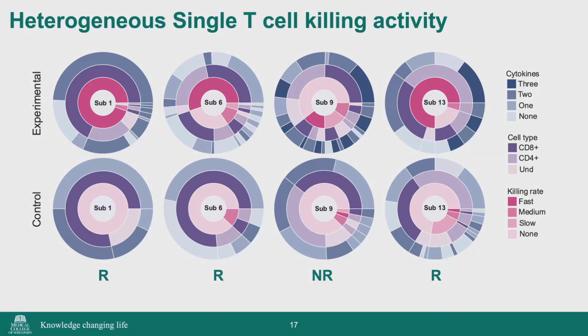we saw that it had a much lower overall rate of killing. So there were many more CAR T cells that were non-killers and a much lower frequency of fast, medium, and slow killers. Again, suggesting that rate of killing seems to correlate well with clinical outcome.